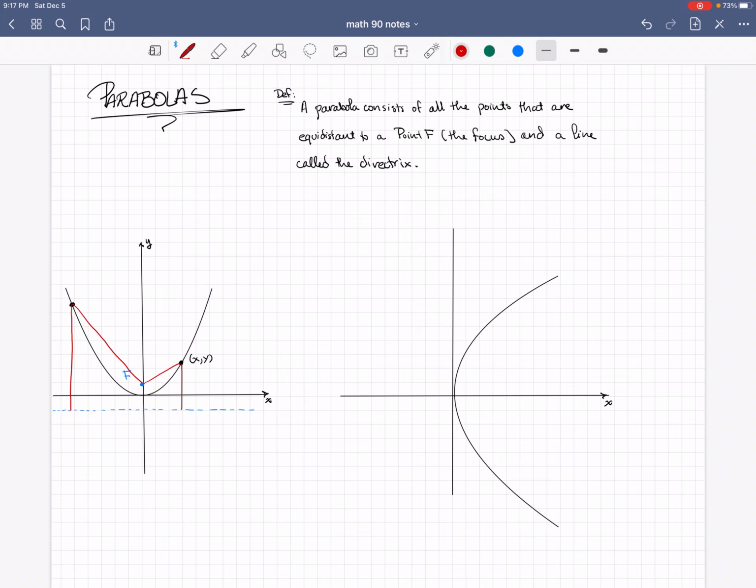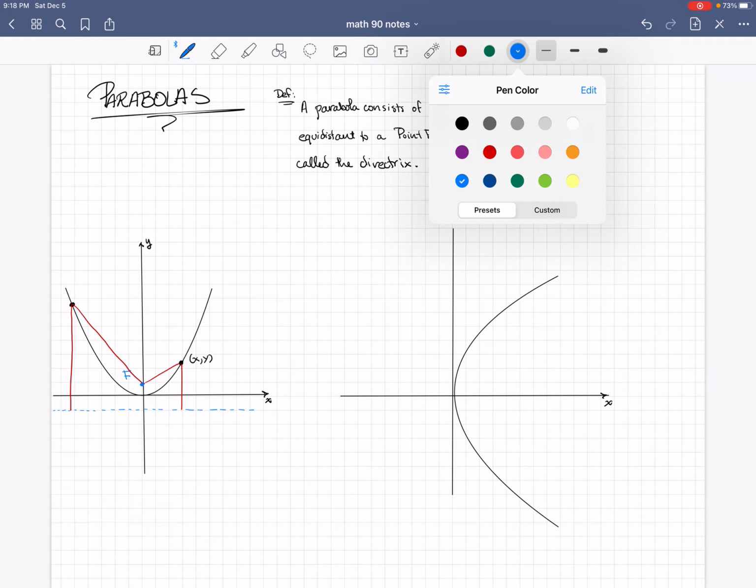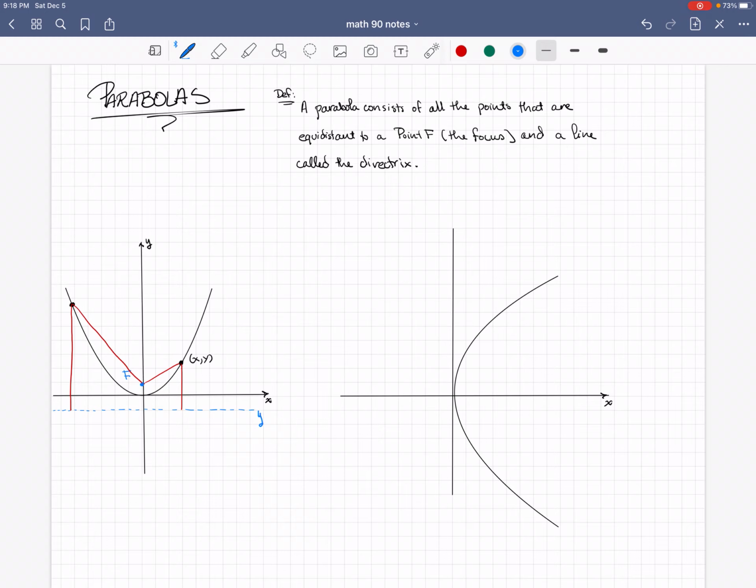Now, let's say that the directrix is the horizontal line y equals p. And in this case, because the directrix is below the x-axis, let's just make it easy on ourselves and say that y is equal to negative p. Well then, what is the distance from the point (x, y) to the line y equals negative p?